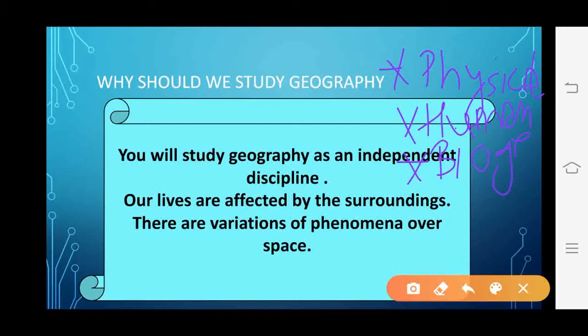Why should we study geography? क्यों पढ़ना है? Just because ये हमारे सब्जेक्ट का हिस्सा है या एक पार्ट बन गया है, या हमें एग्जामिनेशन में अच्छे स्कोर करने हैं? I would say no. Of course, examinations and everything is there. It's a general information, but why should we study geography? There are various reasons why I, you, and the others should study geography.